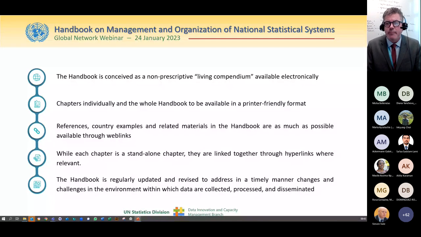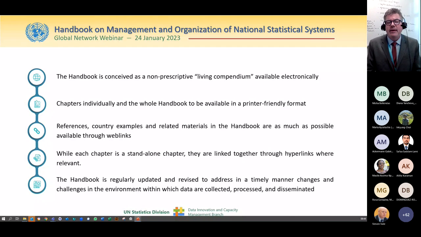The non-prescriptive aspect is important, which made our task sometimes difficult, because we had to discuss in the handbook not only one solution that we could see as the solution, but also other scenarios like B, C, D. We can imagine that a small island state does not have the same requirements as a landlocked country, which does not have the same requirements as a huge country, and maybe not the same as a federal state. So these elements are very important.